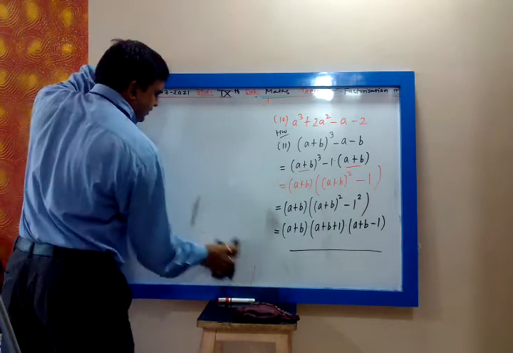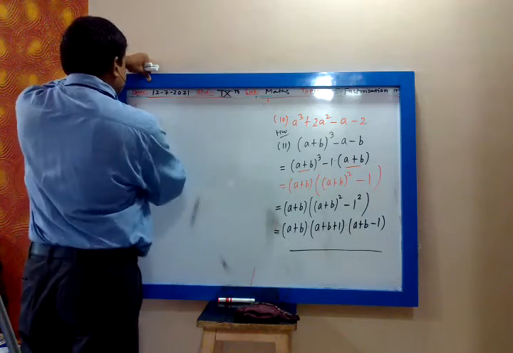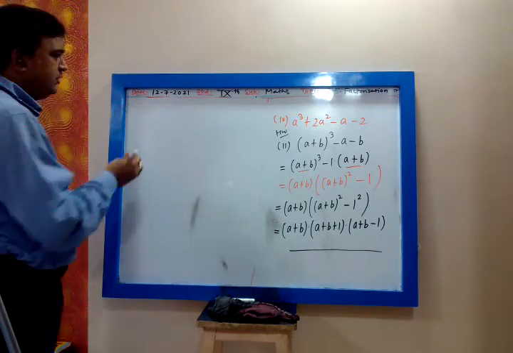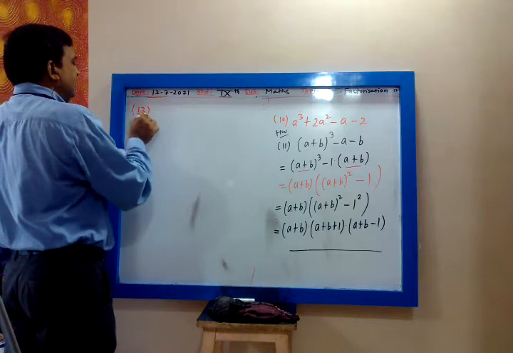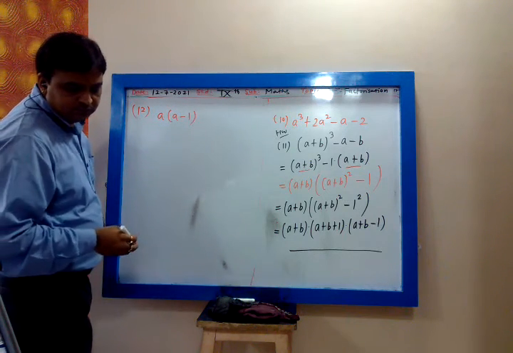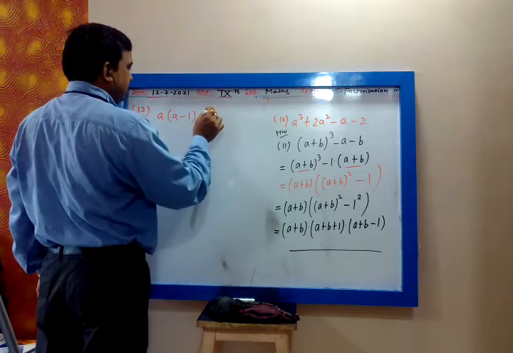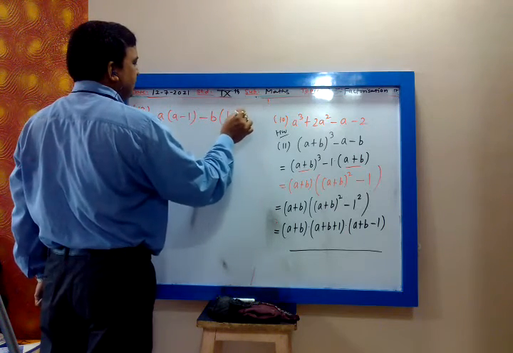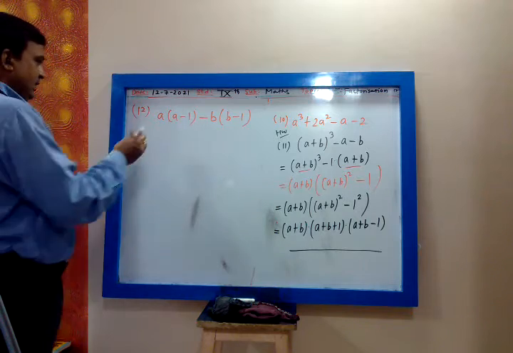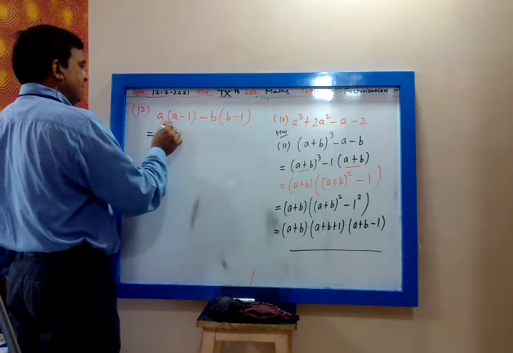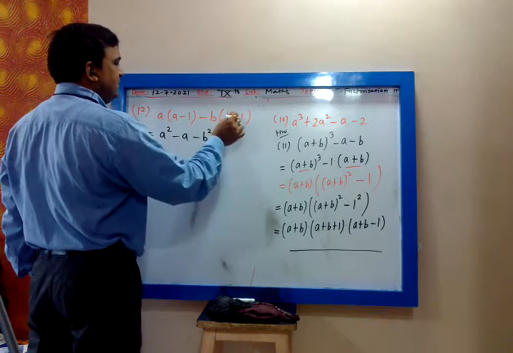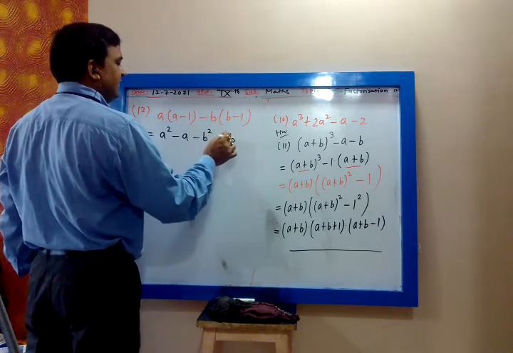x square plus y square you will keep as it is. Then 12th: a into a minus 1 minus b into b minus 1. Let us open the bracket and see what happens. a into a square, minus a, minus b square, minus into minus plus b.